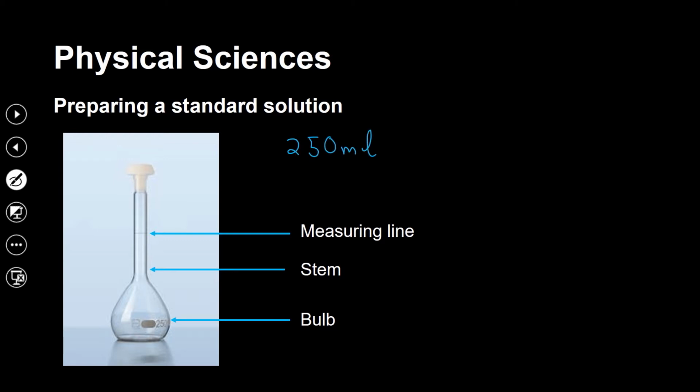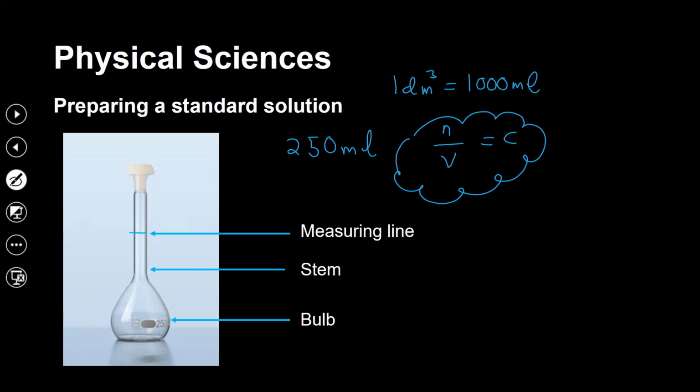So where there is a measuring line, that's the amount of distilled water that we put into the measuring flask. And then it's got a stem, and then remember the mils for every cubic decimeter, right? There is 1,000 milliliters. Okay, so this is like a quarter of that. So if we know the moles of substance and we know the volume of solution, we are able to determine the concentration of that substance.